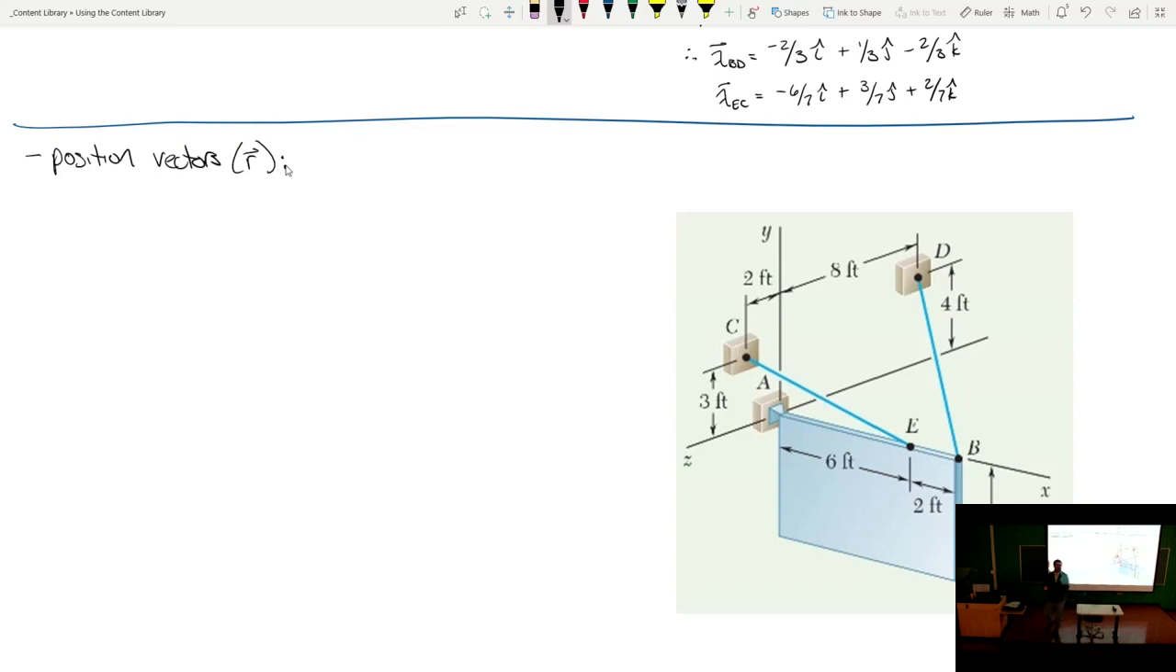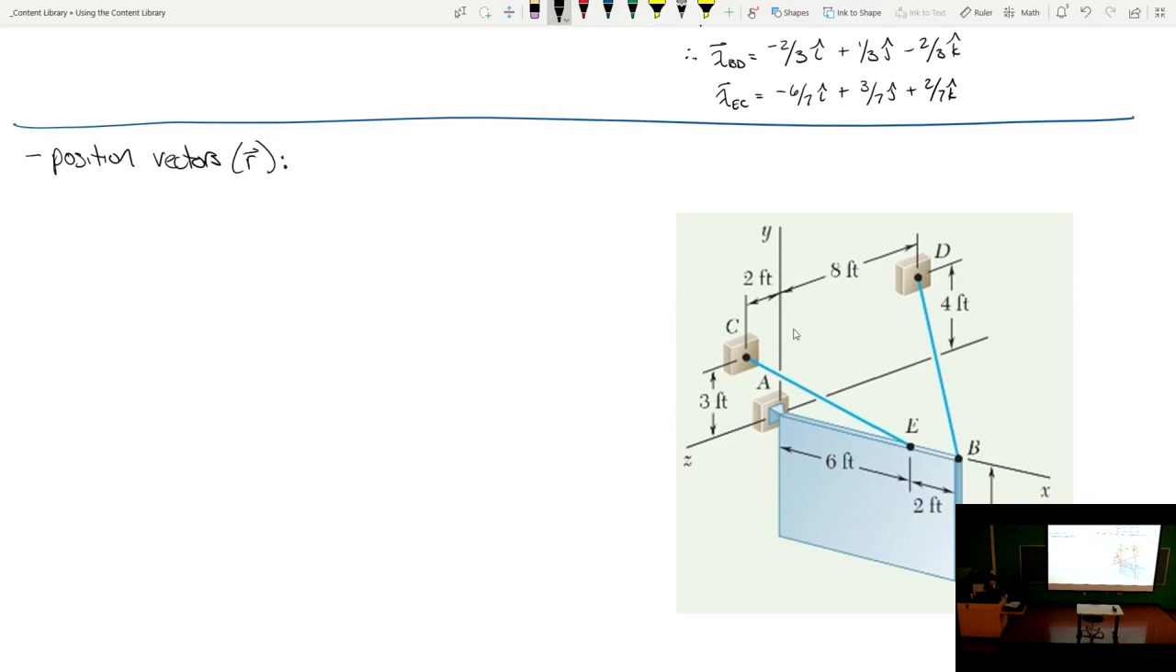So help me out with something. If you were to pick a location about which to sum moments, where do you think we should pick? Well, what did we do in 2D? We said pick the location where we have a lot of unknowns crossing through it. Say it again. 100% right. We are going to sum moments at A. That's where we're going to sum moments.